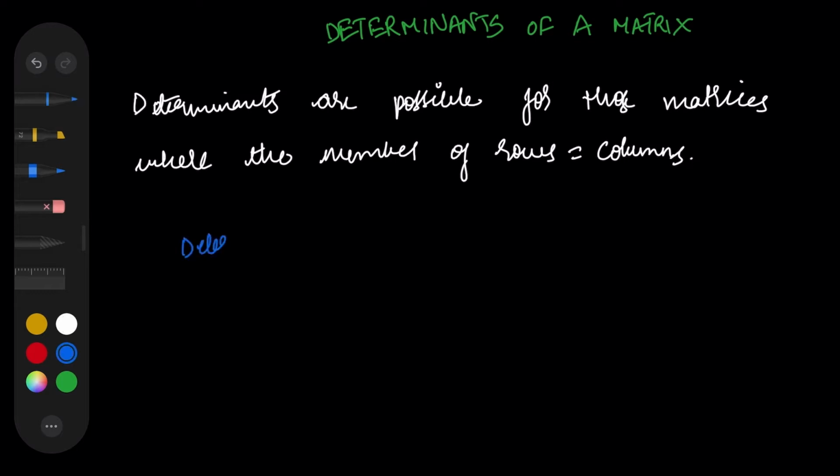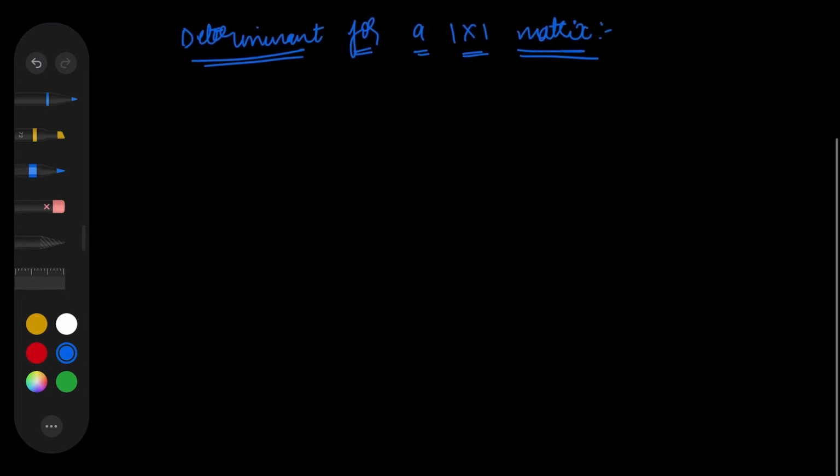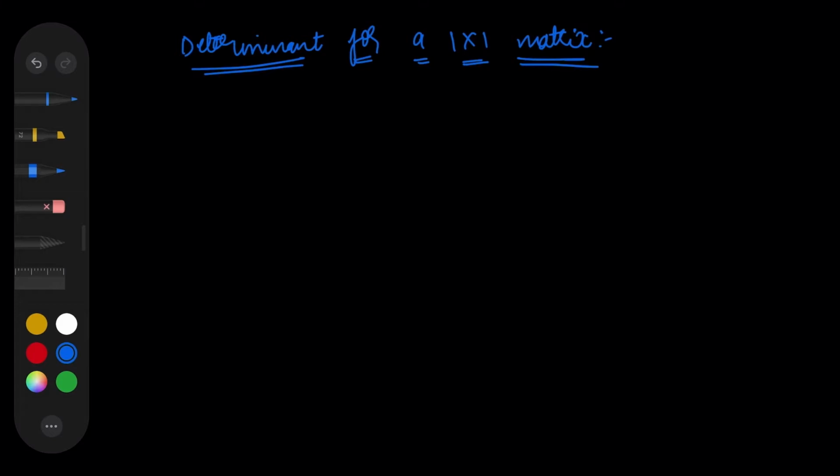So the determinant for a 1 cross 1 matrix. This is one of the simplest concepts in finding the determinant, because the element in a 1 cross 1 matrix is itself the determinant here, right? So let us take a matrix M, and let us say it has an element 9, because it has a single element, because it is a 1 cross 1 matrix. So the determinant of the matrix M will be equal to 9.